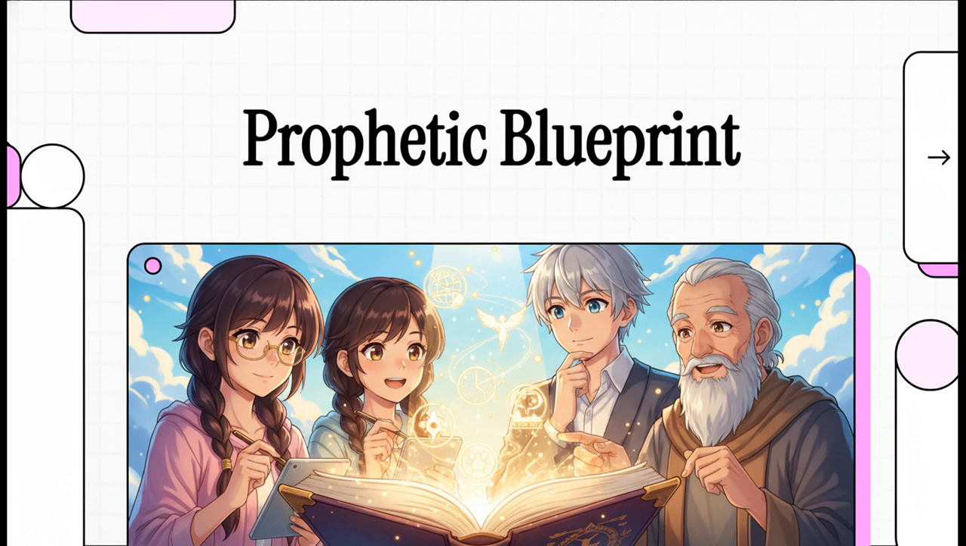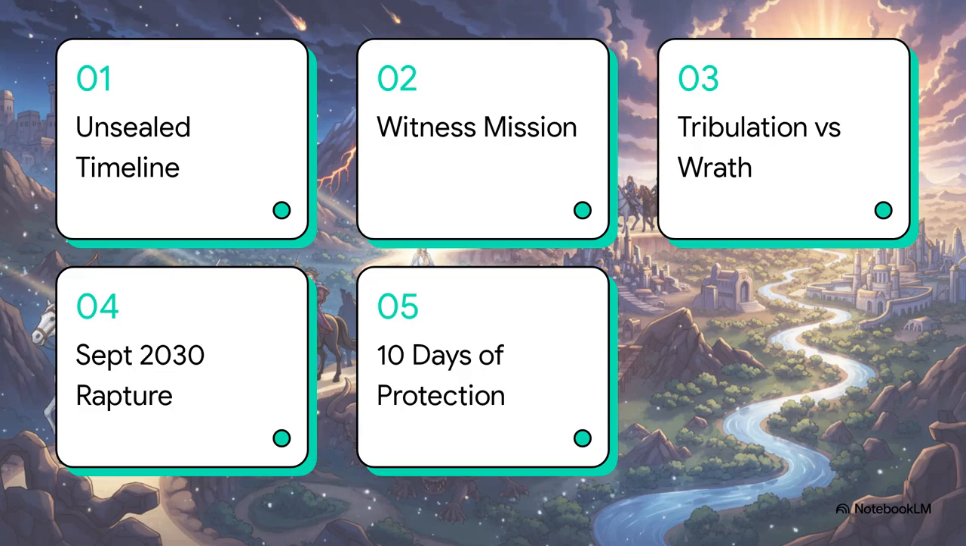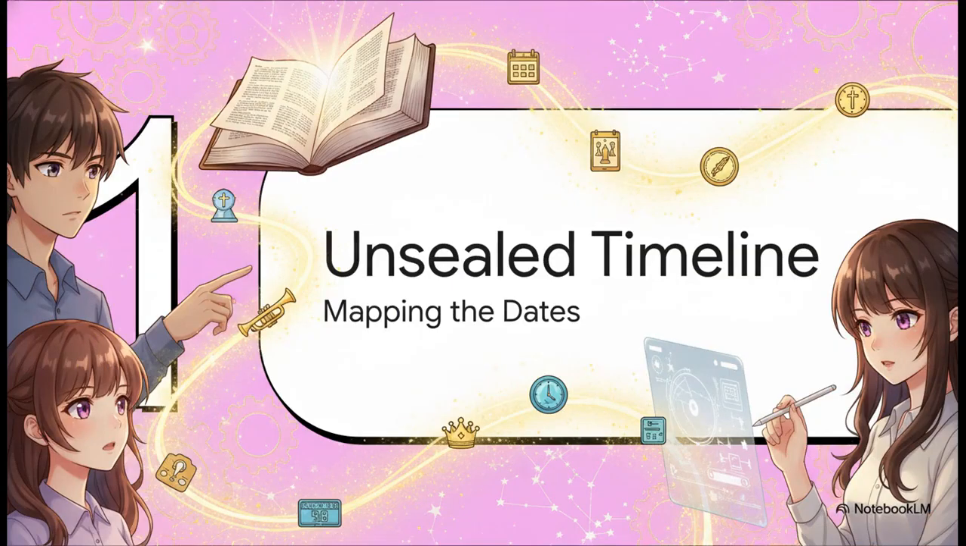So let's get started. For our student audience today, think of this agenda as our syllabus. 1. The unsealed prophetic timeline. 2. The 1,260-day witness mission. 3. Tribulation versus God's wrath. 4. The September 2030 rapture. And 5. 10 days of protection. We are going to trace step by step how the source calculates these exact dates, leading right up to the year 2030. Section 1. The Unsealed Prophetic Timeline.